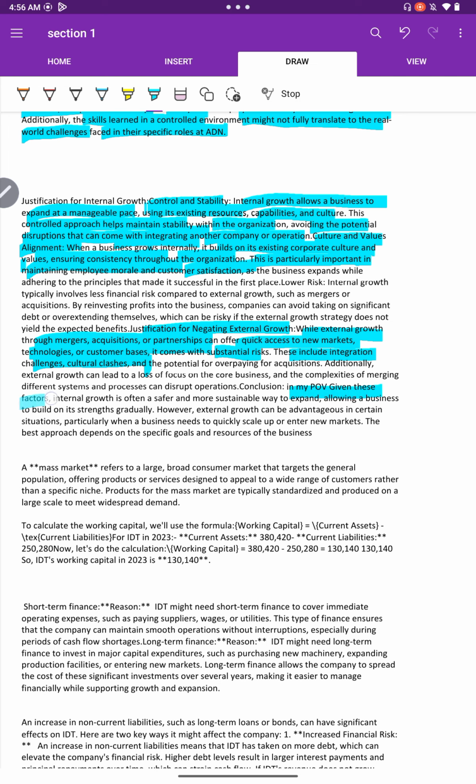Sorry. Okay. So we have the current assets in 2022, it was 380, but in 2023 it has increased. Current liabilities have also increased, and the non-current liability increased crazily. Okay. First of all, we have to define the mass market, calculate IDT's working capital, and outline one reason why IDT might need the following types of finance: short term and long term.